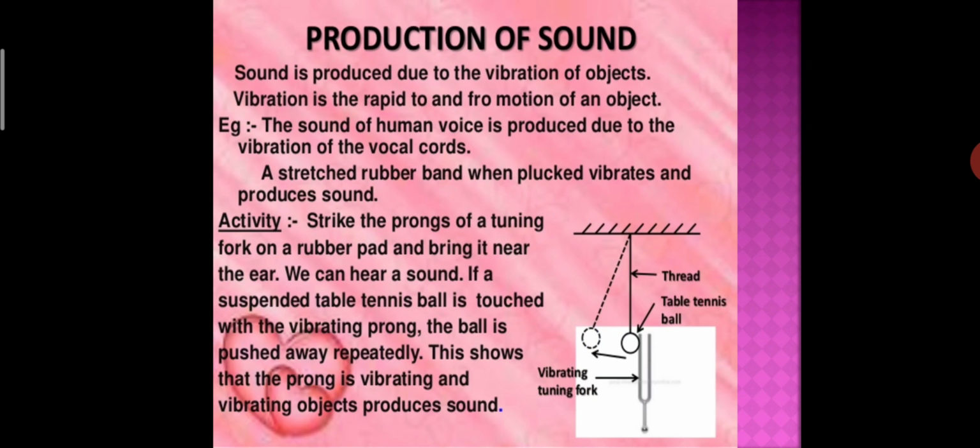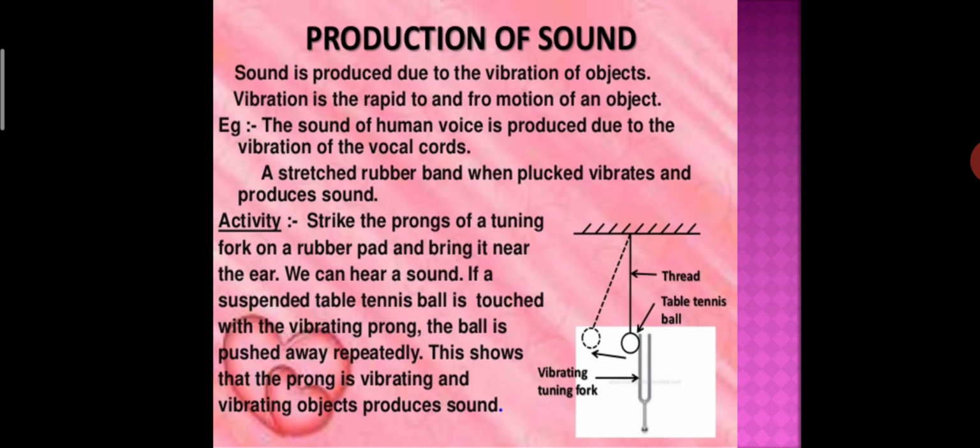Now, production of sound. How is sound produced? Let's see. Sound is produced due to the vibration of an object. Vibration is the rapid to and fro motion of an object. You can take one example. The sound of the human voice is produced due to the vibration of the vocal cords. We all know about it. In our larynx, or voice box, vocal cords are present. When the vocal cords vibrate, the sound of the human voice is produced.